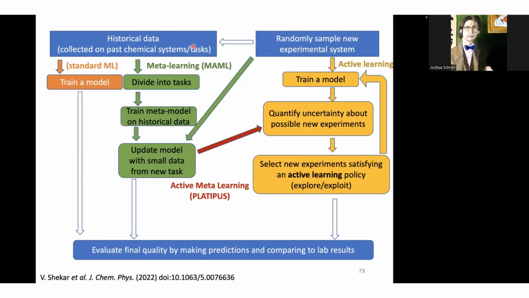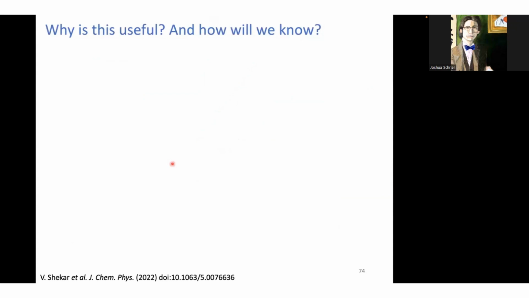Platypus essentially just adds an active learning loop. So we start with a small amount of new experimental data, like 10 data points. We update the model, then quantify the uncertainty of the model for new experiments, identify an experiment that we'd like to perform, and perform that experiment in the laboratory. We repeat a few cycles of this, updating the model each time, and then ultimately make some predictions in the lab.